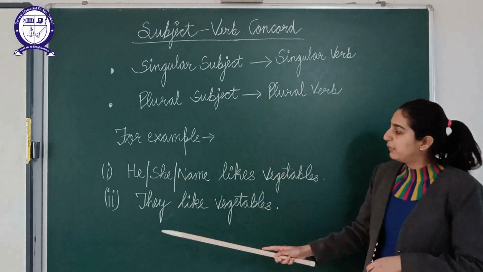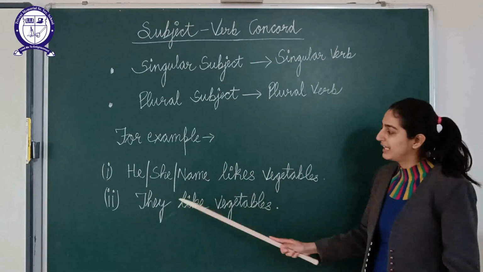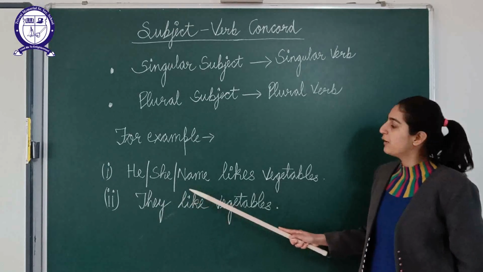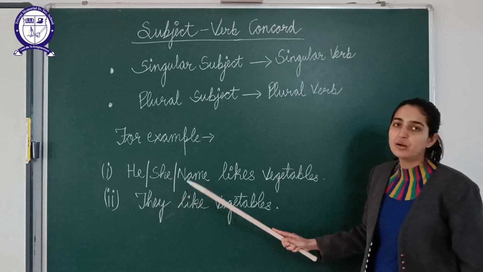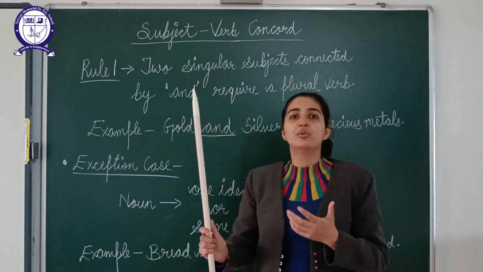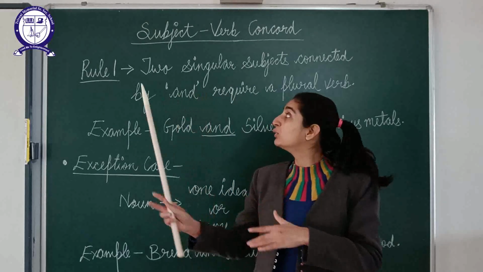Let us see the second example: they like vegetables. Here they is a plural subject, so the verb which we have used here is plural. So, they like vegetables. Now there are different rules regarding that. We will learn them one by one. Let us start with rule number 1.